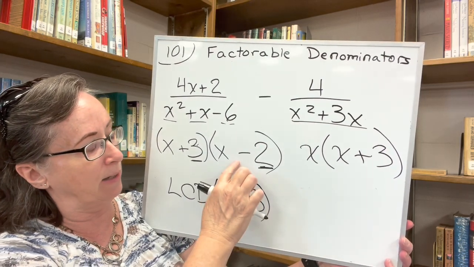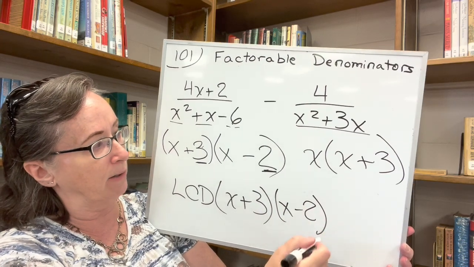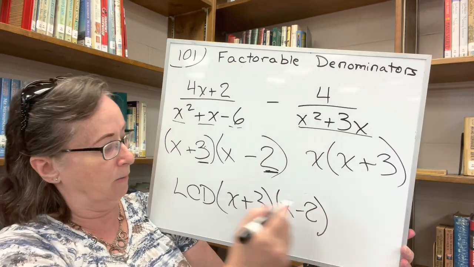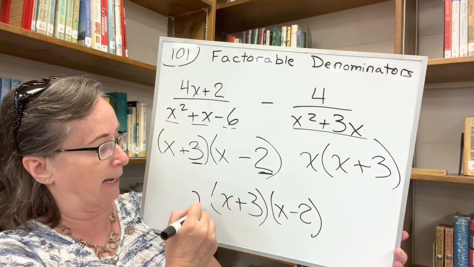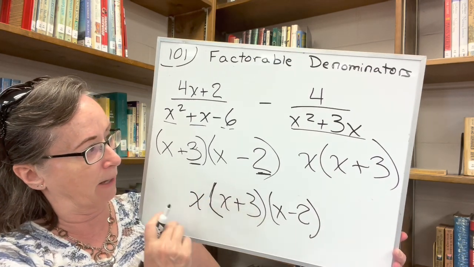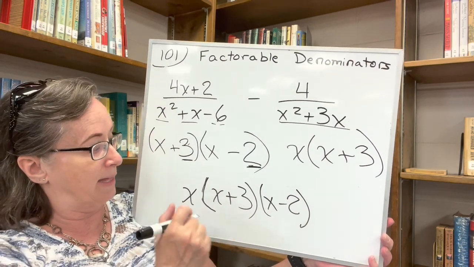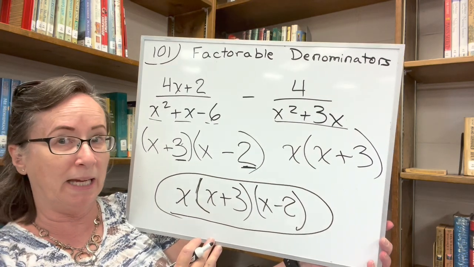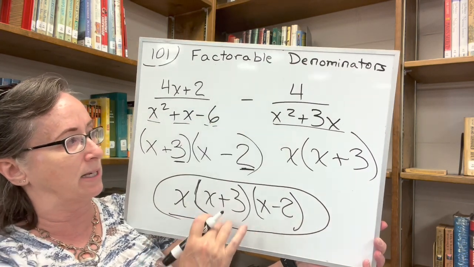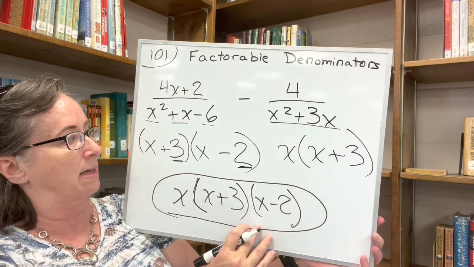X minus 2 would have to be in my least common denominator, and x would have to be in my least common denominator. I'm going to put the x on the front just because I like to, okay? And then x plus 3, but we already have an x plus 3. So this is our least common denominator, which means we have to take each one of these denominators and multiply by something to get this least common denominator.